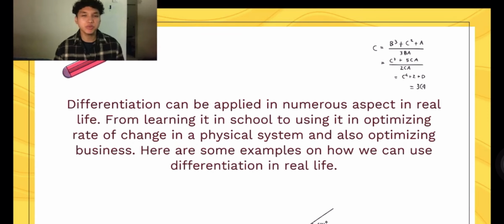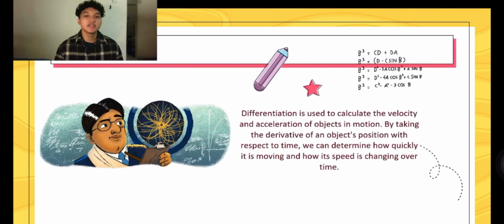Differentiation can be applied in numerous aspects of real life, from learning in school to optimizing the rate of change in a physical system and also optimizing business. Here are some examples of how we can use differentiation in real life. First is physics. Differentiation is used to calculate the velocity and acceleration of objects in motion by taking the derivative of an object's position with respect to time. We can determine how quickly it is moving and how its speed is changing over time.